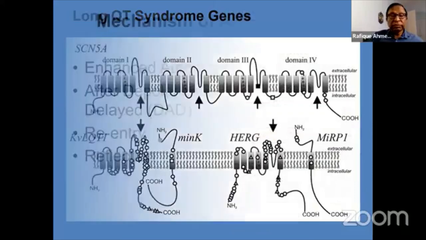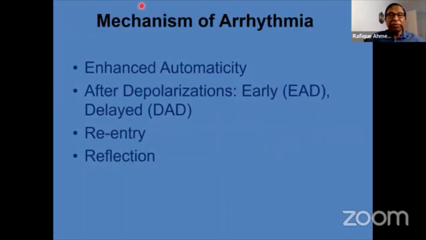So, mechanisms of arrhythmia. There are a couple of basic mechanisms that we talk about, the first three being enhanced automaticity, afterdepolarization, which can be early or delayed, and reentry. There is another mechanism called reflection. It's a little complex to understand, so I'm not going to talk about it, but if you want to read about it, please do: reflection within a certain amount of tissue can cause arrhythmia. But I'm going to talk about these first three things.